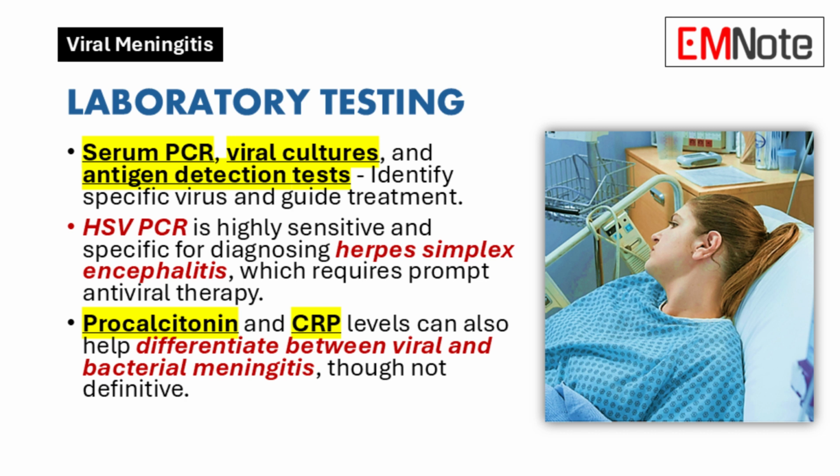Laboratory testing. Laboratory testing beyond CSF analysis includes serum polymerase chain reaction, viral cultures, and antigen detection tests. These tests can help in identifying the specific virus and guiding treatment, especially in cases where the CSF results are not definitive. For example, herpes simplex virus polymerase chain reaction is highly sensitive and specific for diagnosing herpes simplex encephalitis, a condition that requires prompt antiviral therapy. Serum procalcitonin and C-reactive protein levels can also be used as adjuncts to differentiate between viral and bacterial meningitis, although they are not definitive.